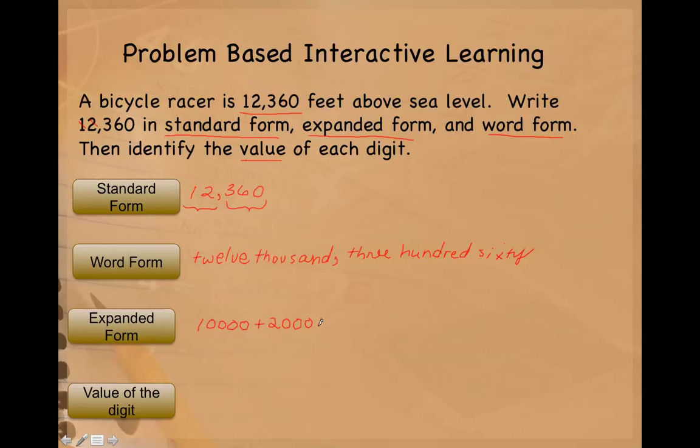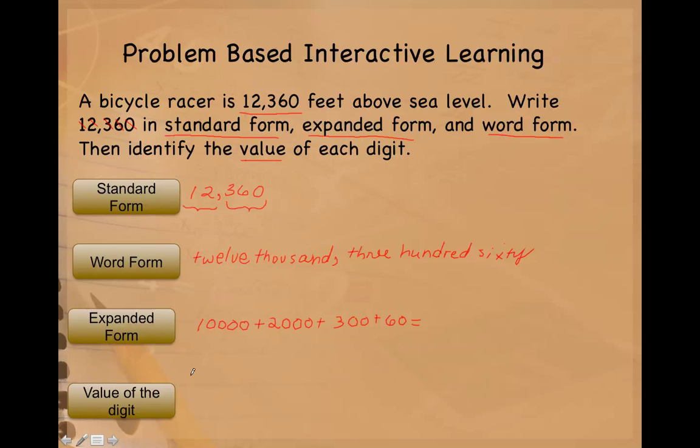Plus. And then I cross off the next digit, which is a 3. And there are 2 spaces behind it. And then I cross off the 6. And there's 1 space behind it. And then there's a 0. And I don't need to do anything to represent the 0, so I'm just going to put my equal sign. And that's expanded form.